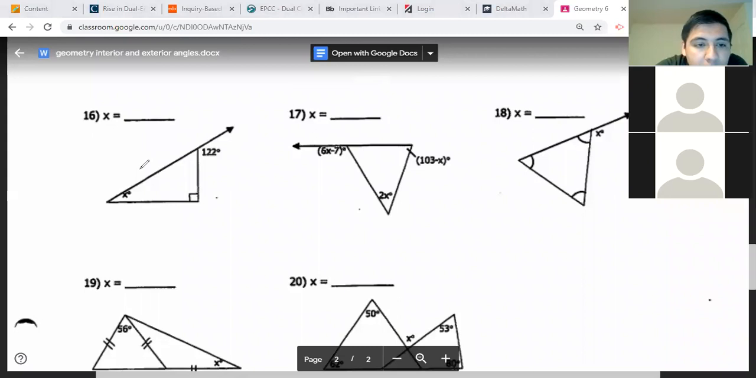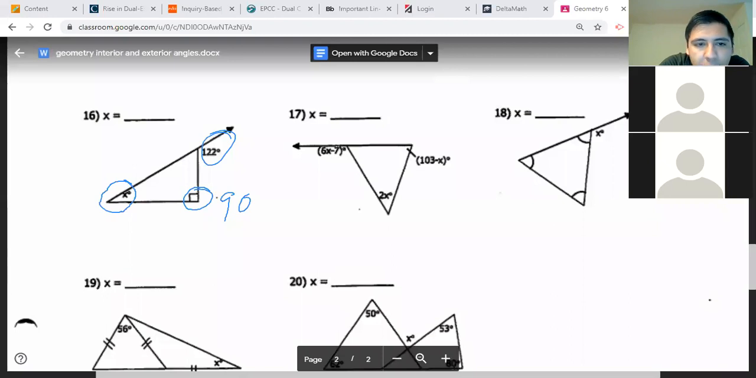Okay. So looking at number 16, we're looking for that angle right there. We have this exterior angle right here, and then we have that right angle. So let's start off by saying, obviously, what does it mean when we have a right angle? Hold on. Is it less than 90, 90, or equal to 90? I forgot. It's equal to 90 degrees. Whenever we're talking about a right angle, it's equal to 90 degrees. Okay.